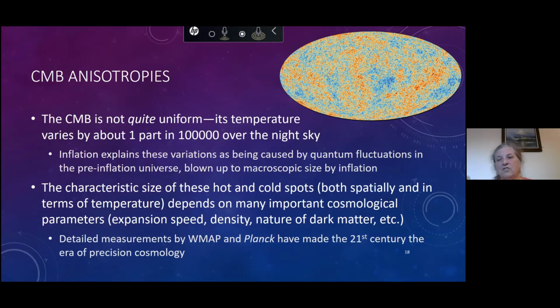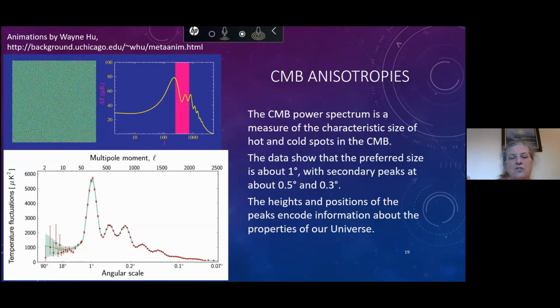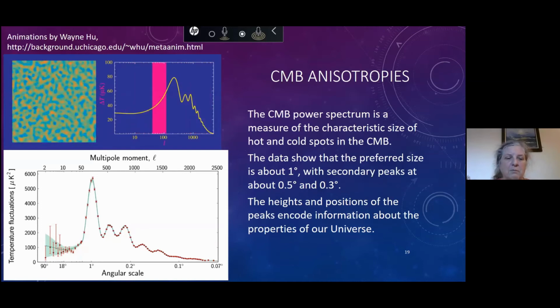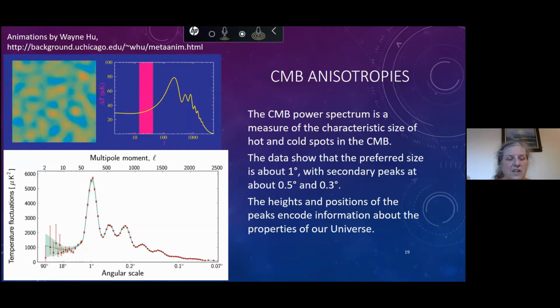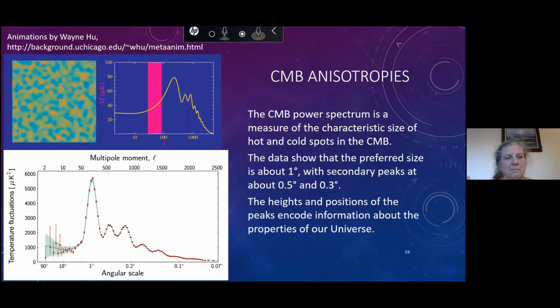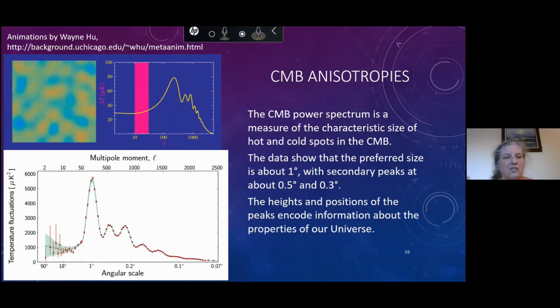And the great advance in observational cosmology over the past 20 years or so has been driven by detailed measurements of these temperature variations. And we generally display these as what's called a power spectrum, and you can see the power spectrum from Planck at the bottom left there. And these are expressed in terms of a mathematical thing called the multipole moment, which is basically measuring the angular scale. And this little animation by a cosmologist at Chicago called Wayne Hu shows you this, the size of the spots corresponding to the position of the pink bar as it sweeps across the plot. So you can see that it starts off at big spots and goes down to very small spots.